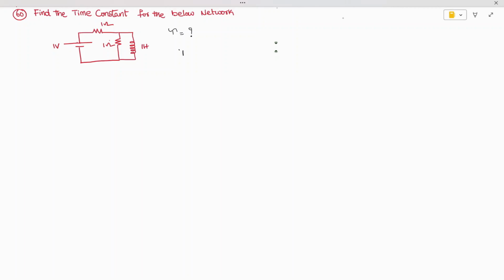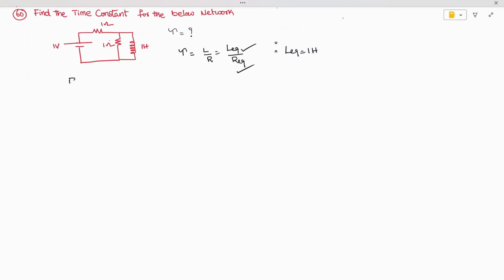Basically, the formula for the time constant of an RL circuit is L by R. So this we are going to write as L equivalent divided by R equivalent. So first we need to find these values. From the problem itself, it's very clear the value of L equivalent is 1 Henry. So the value of L equivalent is equal to 1 Henry. Now we need to find out R equivalent.